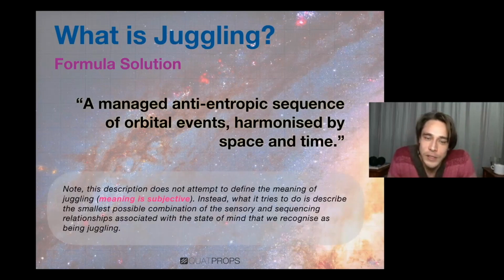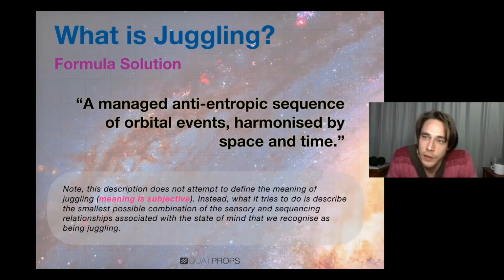Important, this description does not attempt to define the meaning of juggling. Meaning is subjective. So if anyone is starting to feel offended, remember, the personal meaning of juggling is subjective. We always encourage that. Instead, what we are trying to do with this formula, with this description, is to somehow describe the smallest possible combination of the sensory and sequencing relationships which juggling allows us to form, and that we associate with the state of mind that we recognize as being juggling.